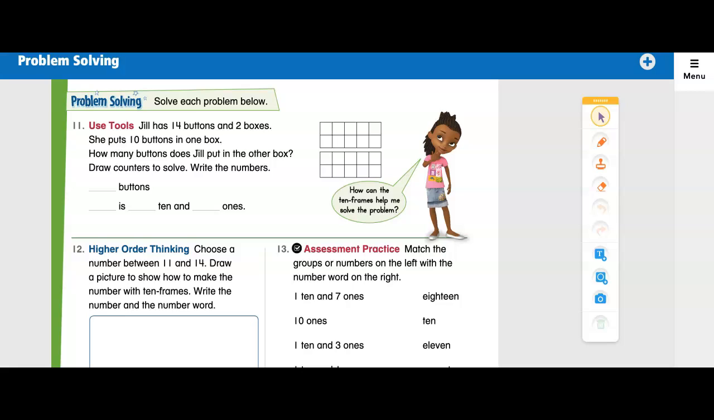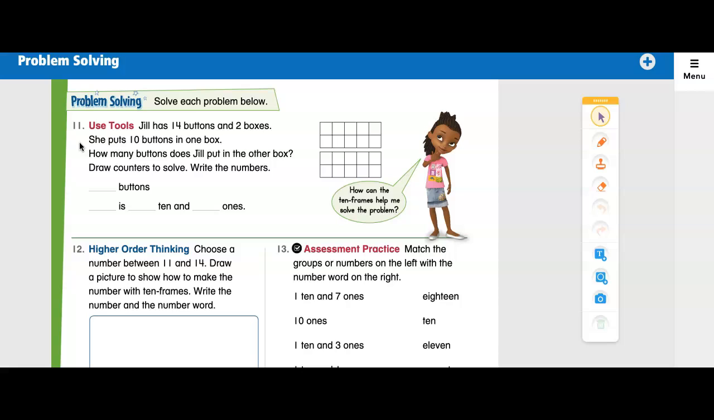For the last page of our lesson, page 328, it wants us to problem solve. The directions tell us to solve each problem below. Let's begin with problem number 11.